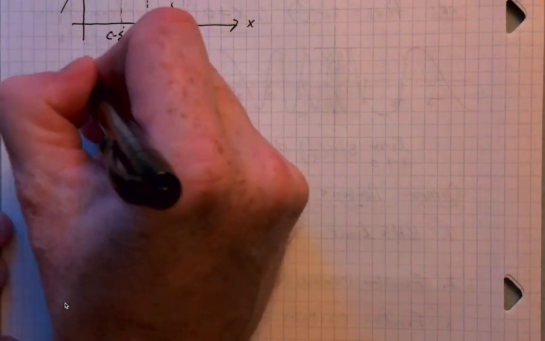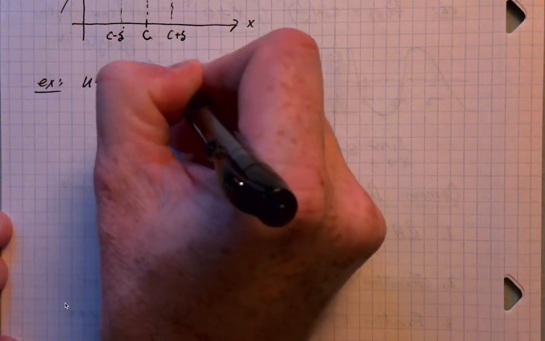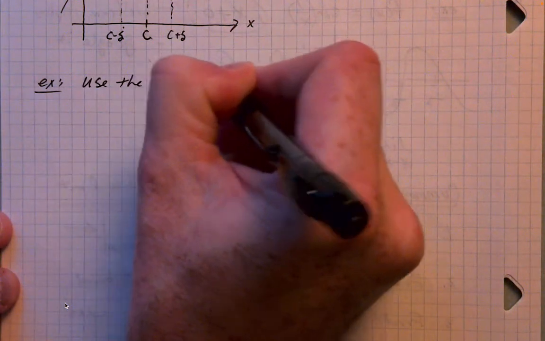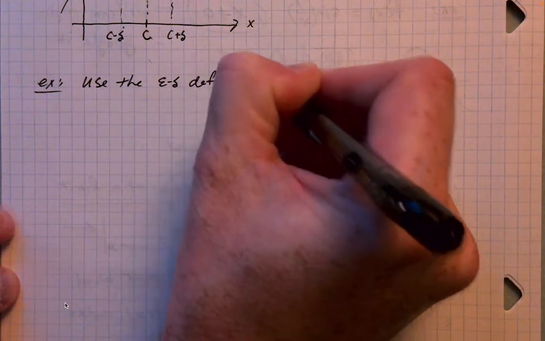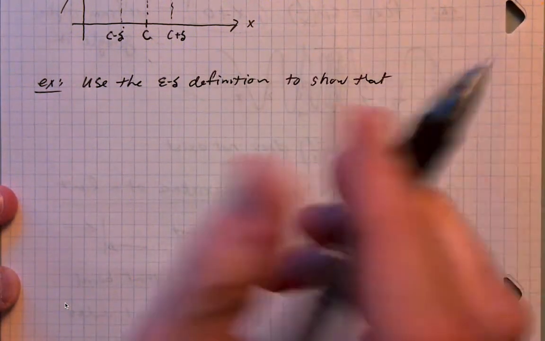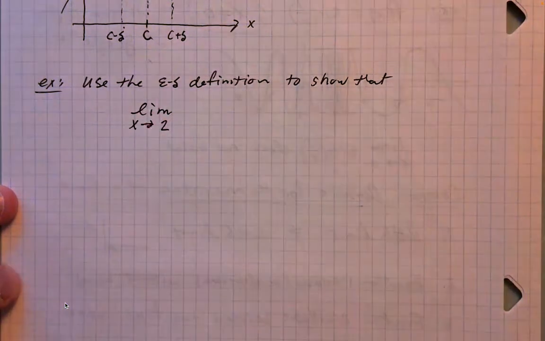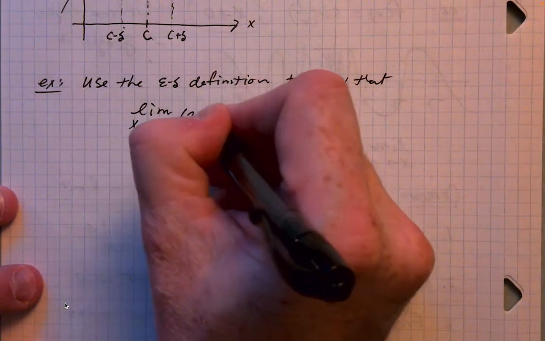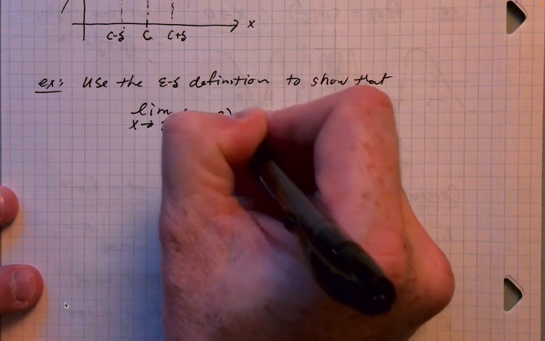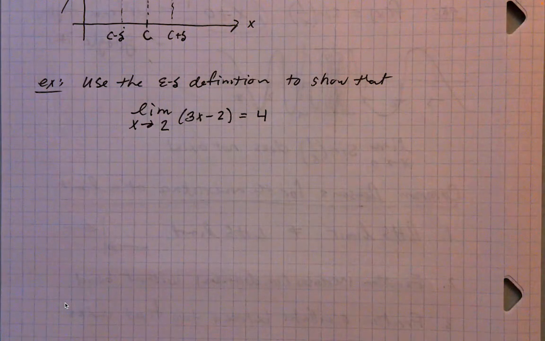We want to use the epsilon delta definition to show that the limit as x approaches 2 of 3x minus 2 is 4. Okay, so a pretty simple function here. This is like a linear function.